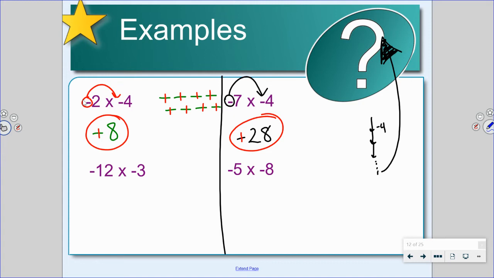-12 times -3. Remember what multiplication means. If you were to say 12 -3s, -3, -3 over and over, you might be tempted to say -36, but we need the opposite of all those -3s. So we're actually repeatedly adding positive 3s.